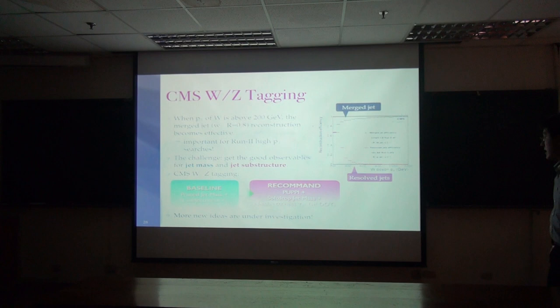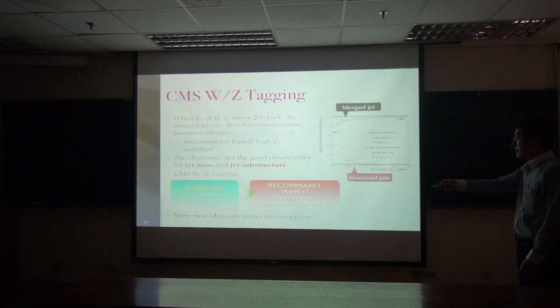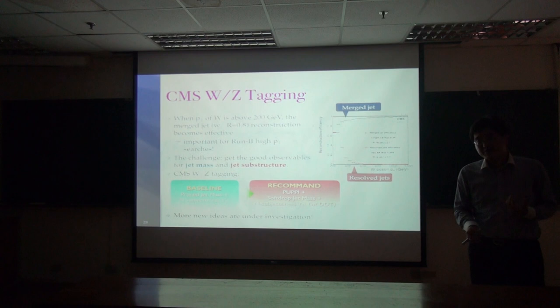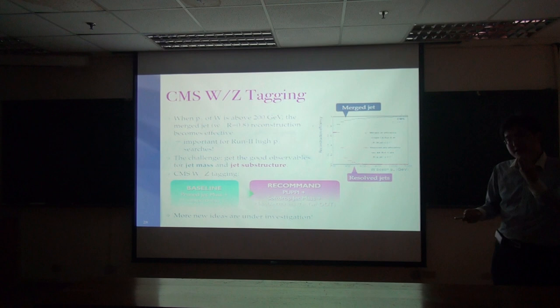In the old days, people were using so-called pruned jets, plus the so-called N-subjettiness tau 2-1. I'm going to show you the distribution, but not go into the detail. And nowadays, we are using something like PUPPI soft drop mass, and still using N-subjettiness tau, but with some kind of a correction. I'm going to show you what the correction means.